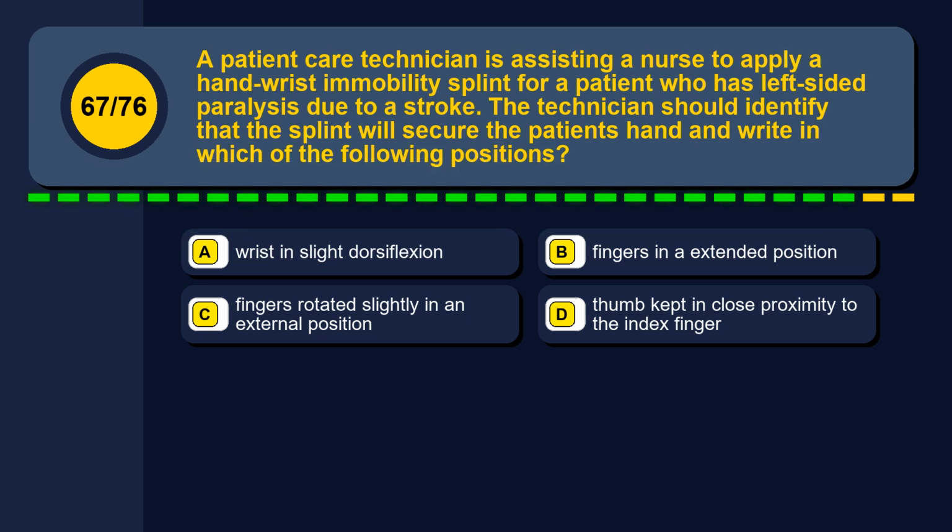Question 67. A patient care technician is assisting a nurse to apply a hand-wrist immobility splint for a patient who has left-sided paralysis due to a stroke. The technician should identify that the splint will secure the patient's hand and wrist in which of the following positions. Option A, wrist in slight dorsiflexion. Option B, fingers in an extended position. Option C, fingers rotated slightly in an external position. Option D, thumb kept in close proximity to the index finger.